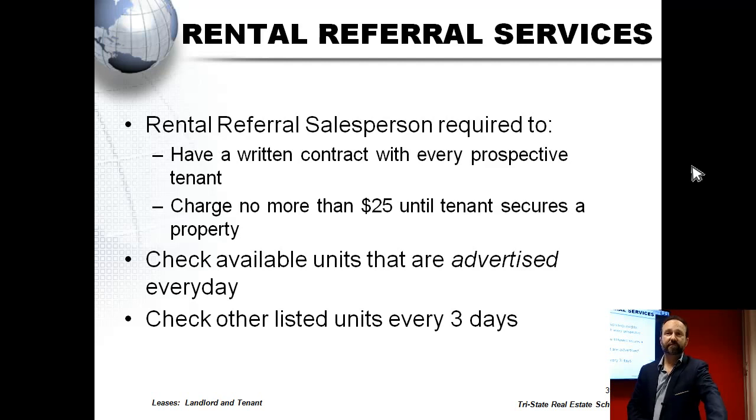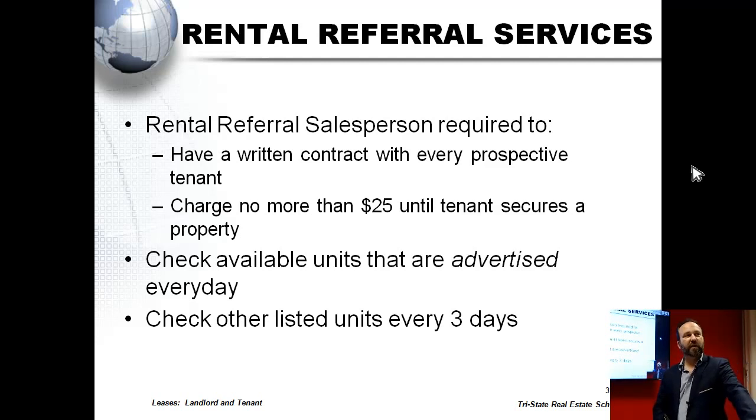False advertising? Switch and bait and switch? Saying that this unit is available and in fact it's not? Because that could be construed as a form of it. It could be looked at as a violation of fair housing.